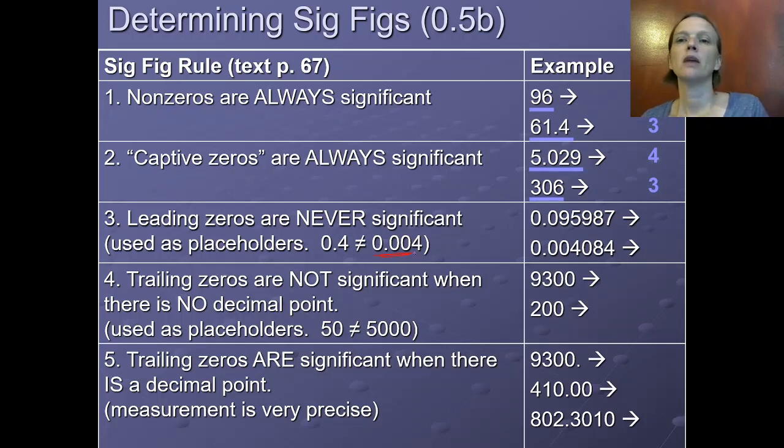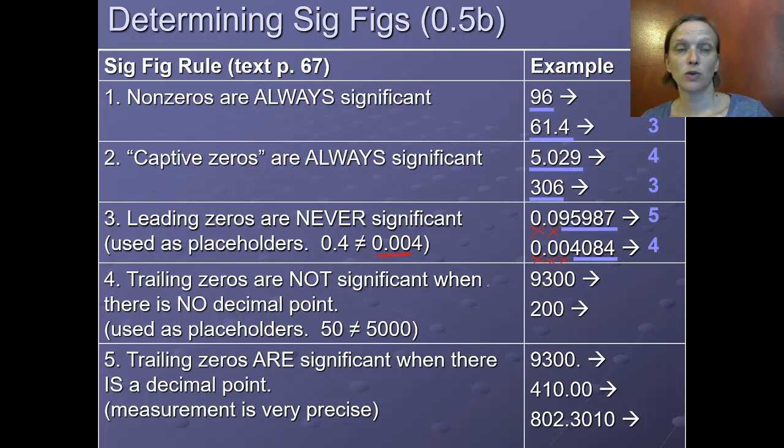So in this example, 0.095987, I've underlined the only significant figures, the only significant digits in this number. These leading zeros are not significant. Similarly, 0.004084, that has 4 significant figures because these leading zeros are not significant.